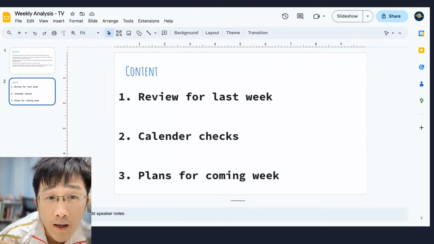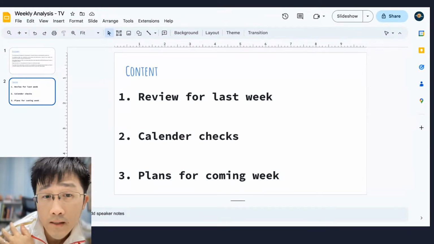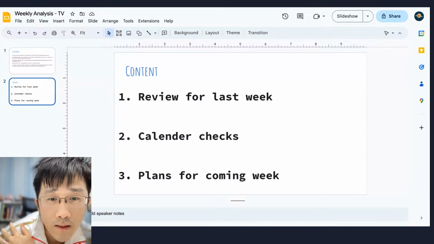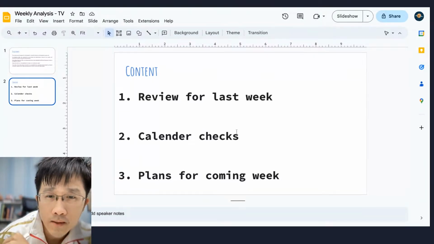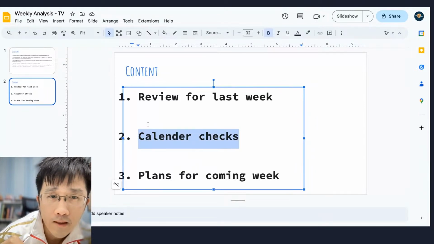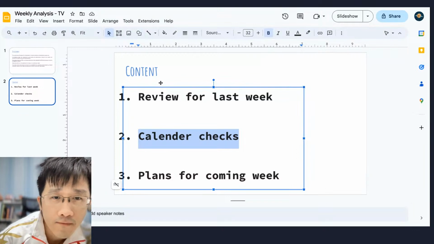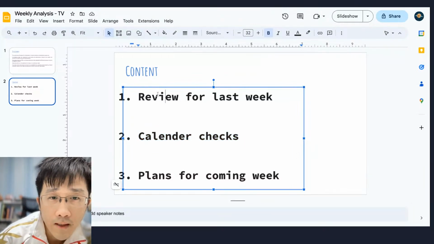Okay, and so the content as usual is the review of the last week and also the calendar check. Actually, it's the opposite: we do the calendar check first, then we review the last week's forex market, and then the plan for the coming week. So these are the three things that will be covered in the live stream today.